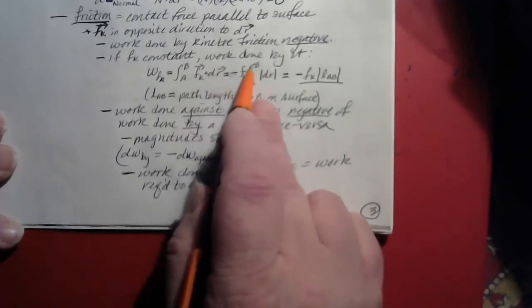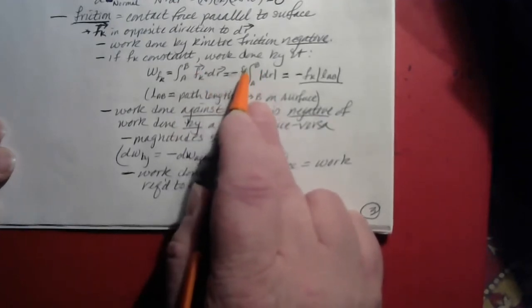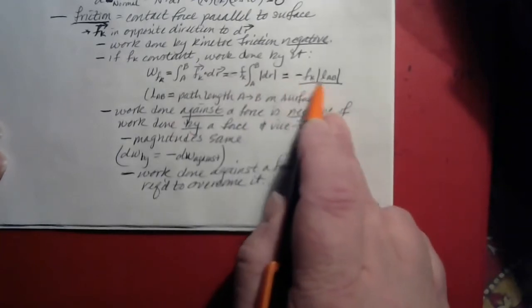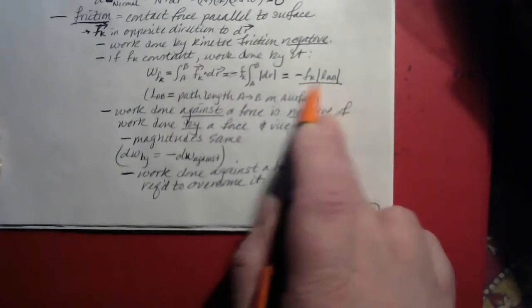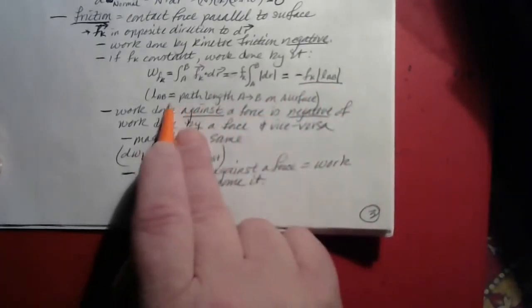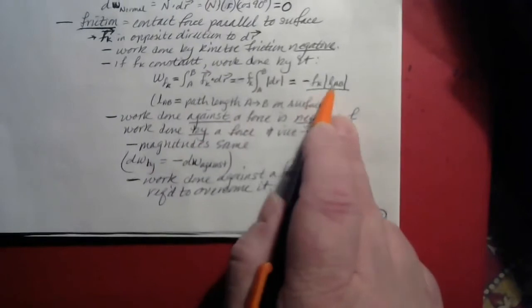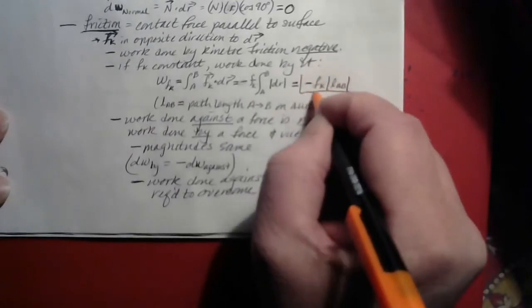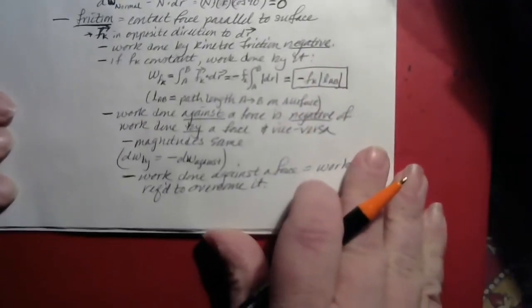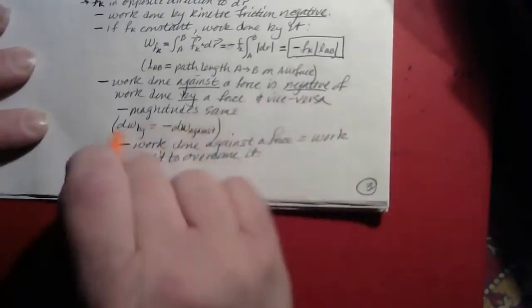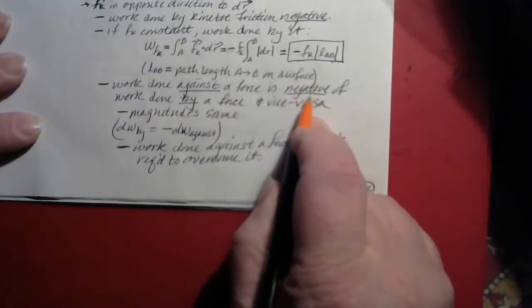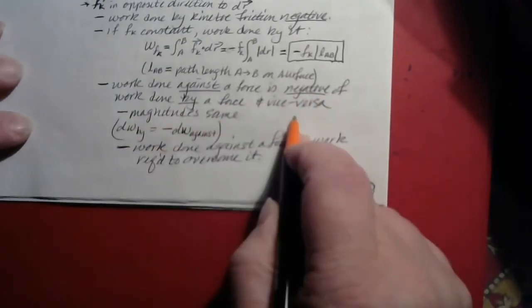Since that's a constant, you can take it outside the integral. So that would be negative Fk times the integral of dr. In other words, that's negative Fk times L from A to B, L in this case being the path length, or the distance essentially from A to B. And so that would be the work due to kinetic friction. The work done against a force is the negative of the work done by a force, and vice versa.